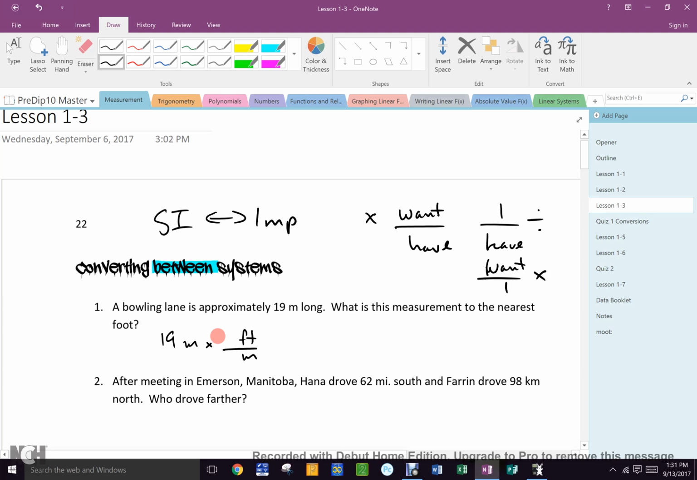So, the feet is what? That's the 1, because on your chart, the 1 is with the feet. The meters is the 0.3048, so we do division, and we get what? 62.3. Yeah. But the question says nearest foot, so what do we answer? 62. Duh.